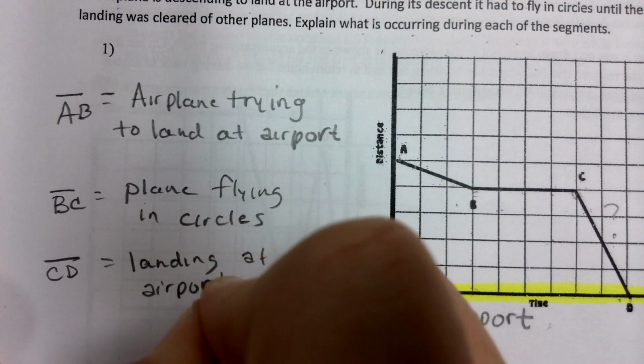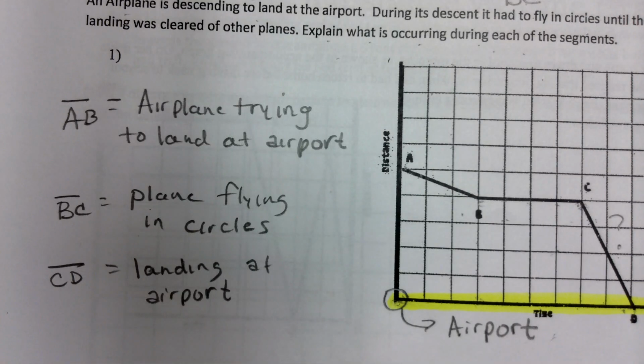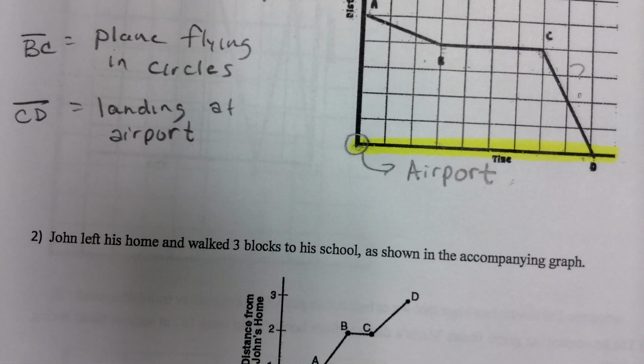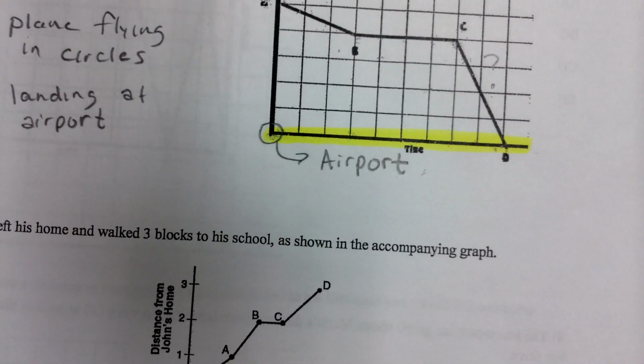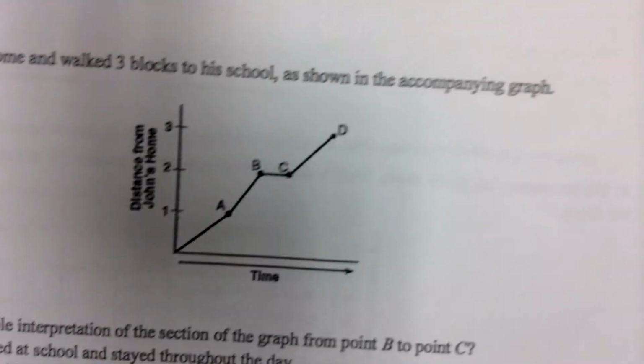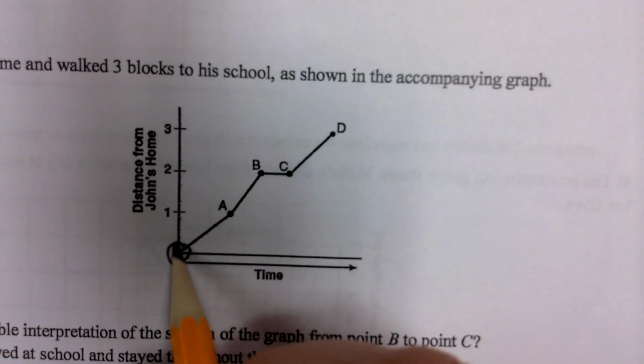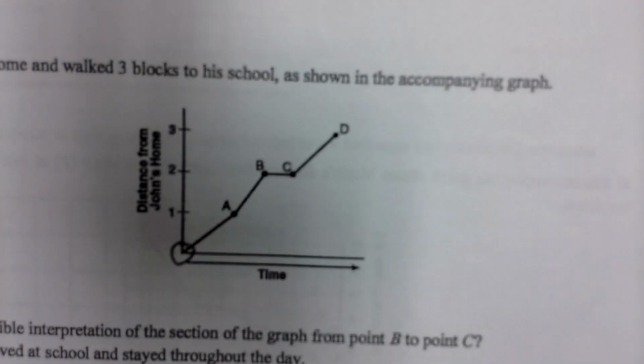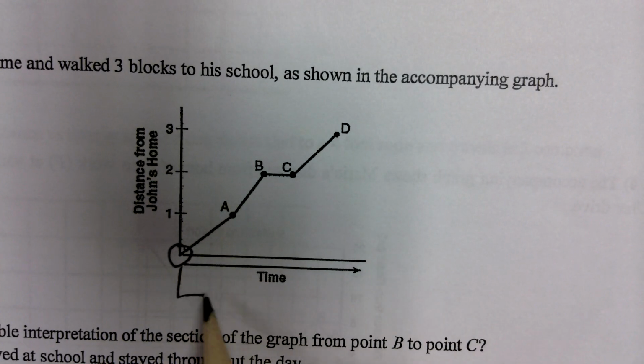And that is all you have to do for problem 1. Let's look at problem 2 real quick. So let's again first look to see what's happening here. Circle the origin. So it says distance from John's home. Well, this must be John's home right here, so let's just label that real quick. John's home.